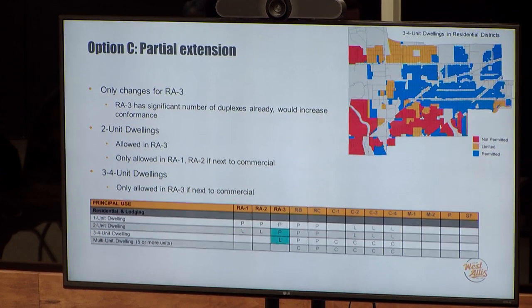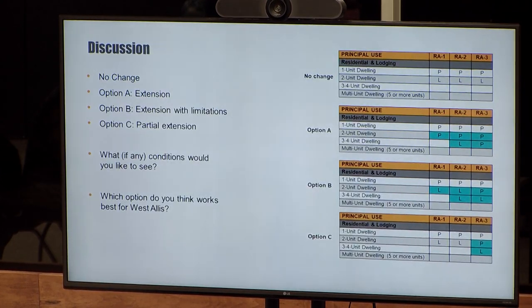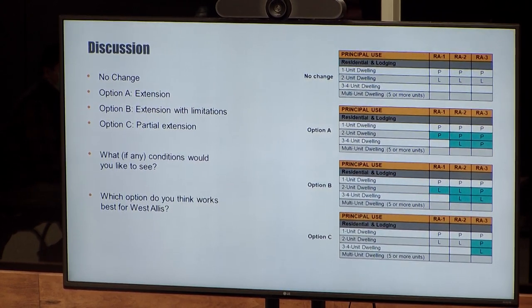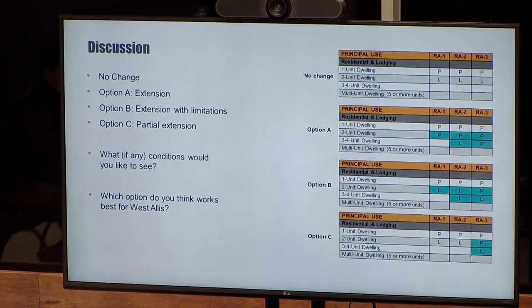So in summary, there's 4 ways we could take this change in housing. We could keep it the same as it is right now, where the RA districts are really just single family homes. We could extend the 2 unit dwellings, the duplexes, and the small apartments, 3 to 4 units. We could extend those, a pretty large extension in option A.